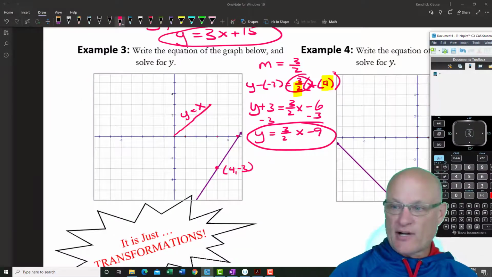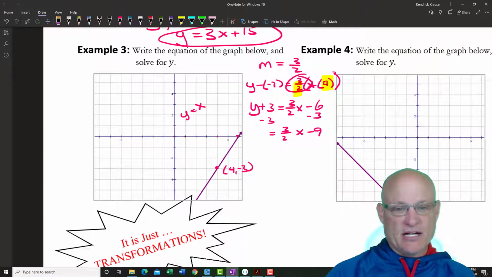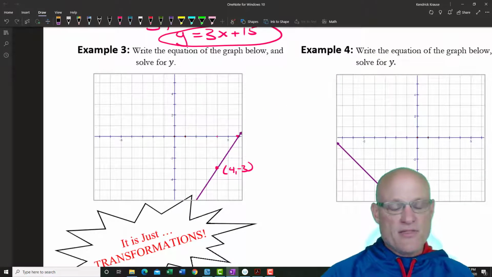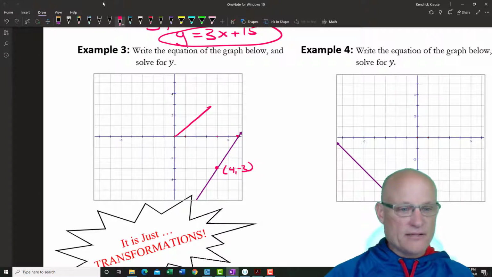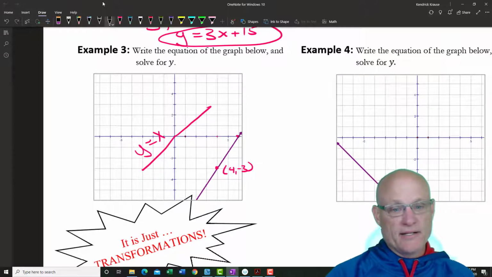Okay, so I'm going to get this out of the way. And now I'm going to show you an easier way. And this goes back to the idea of transformations. So let me clear this out a little bit. This line right here is the line y equals x. Now, how do I go from this line to this line? Well, the first thing I'm going to do is take this point and I'm going to move it over to the right 6 units.